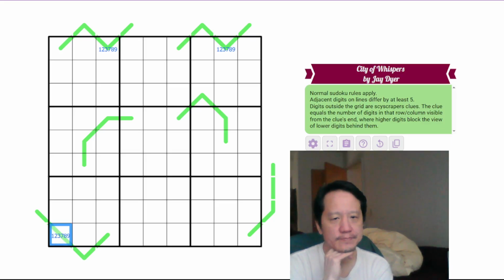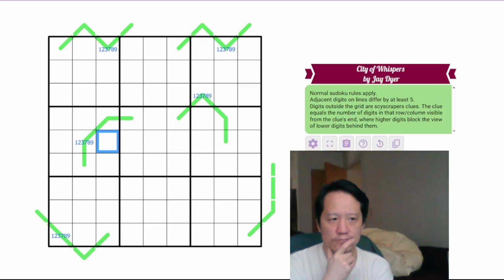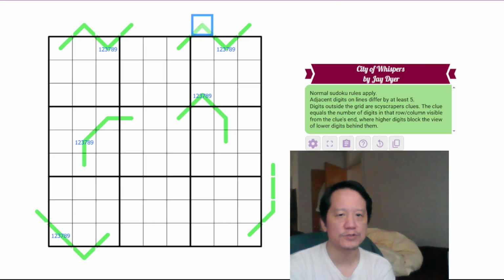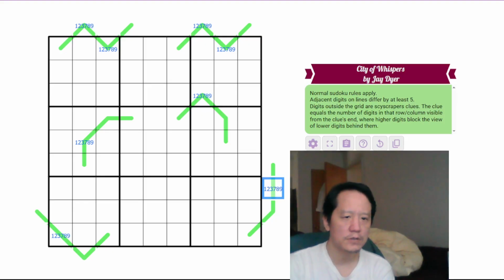Right. This is 1, 2, 3, 7, 8, 9. It's next to 2 unique digits on a Whisper 5 line. Same here. This has to be 1, 2, 3, 7, 8, 9, because they're next to 2 unique digits on a Whisper 5 line. This also has to be 1, 2, 3, 7, 8, 9, because, again, you can't have 2 1s or 2 9s here. 1, 2, 3, 7, 8, 9 here.